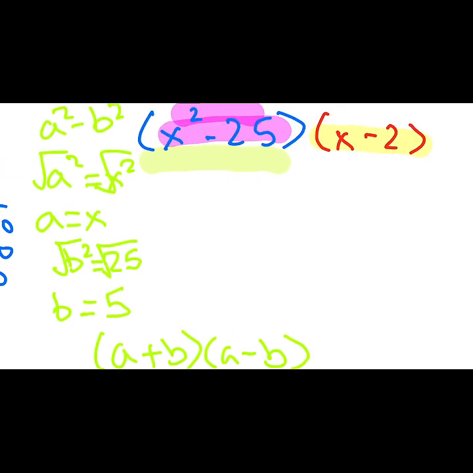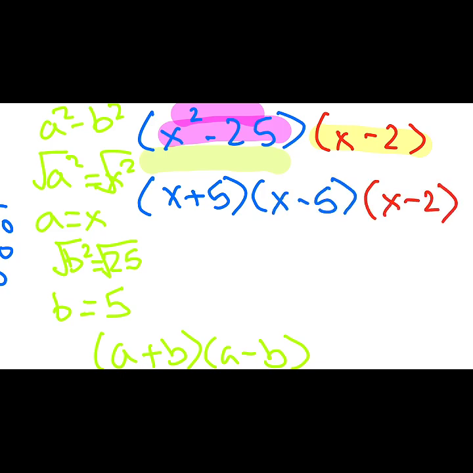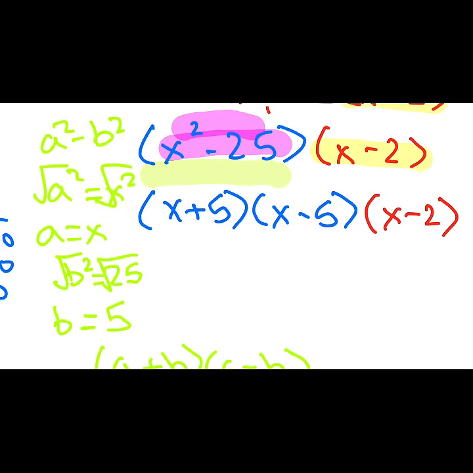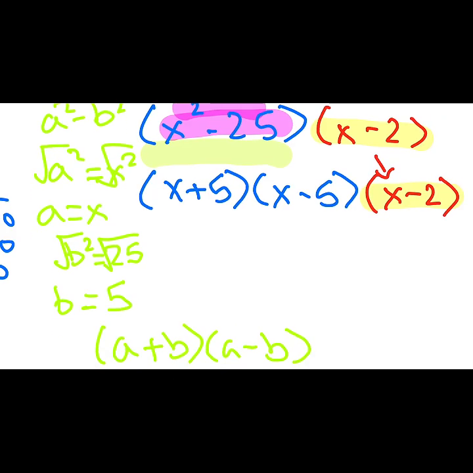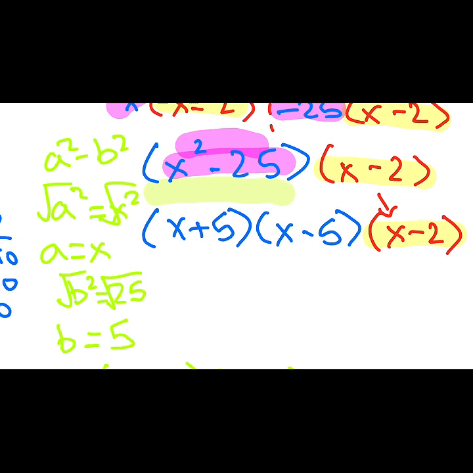So we're just going to rewrite x squared minus 25 as x plus 5, x minus 5, times x minus 2. That x minus 2 did not go anywhere. That still stays there. Don't get rid of it. And yeah, all we did is difference the squares of x squared minus 25. So keep an eye out for it. This is your final answer.